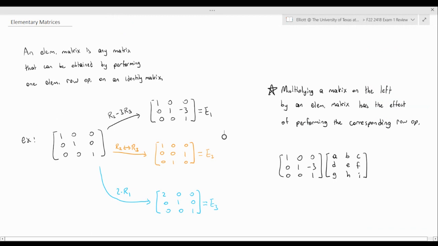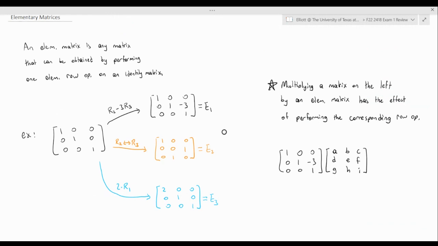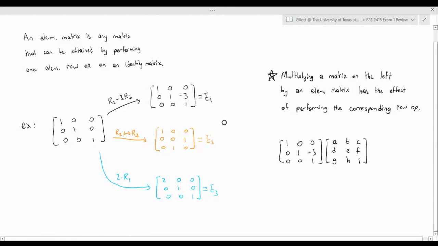So moving along, I want to talk a little bit about elementary matrices next. An elementary matrix is any matrix that can be obtained by performing one elementary row operation on an identity matrix, okay? So here I just have some examples. Here we have the 3 by 3 identity matrix. Remember the identity matrix just has ones in the diagonal and zeros everywhere else.